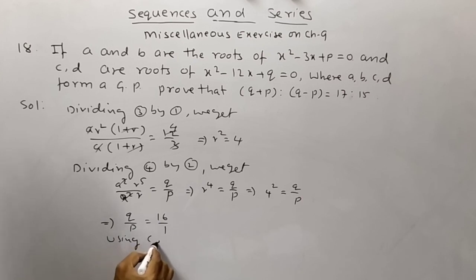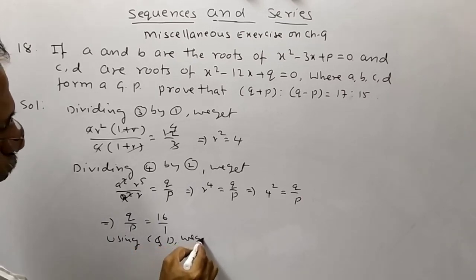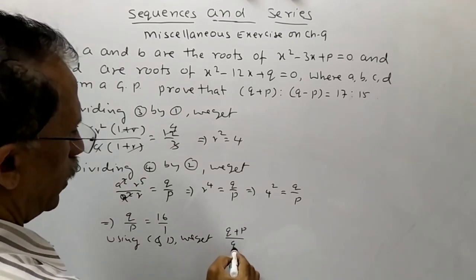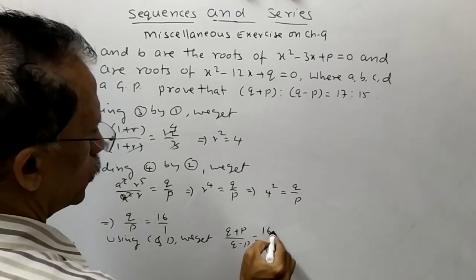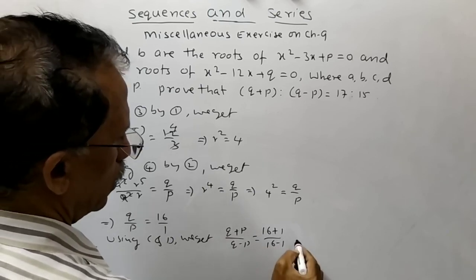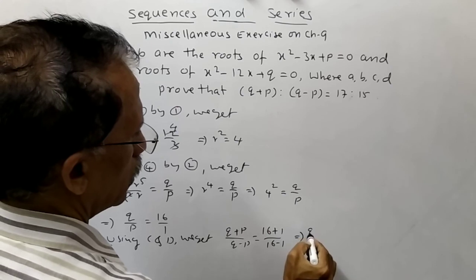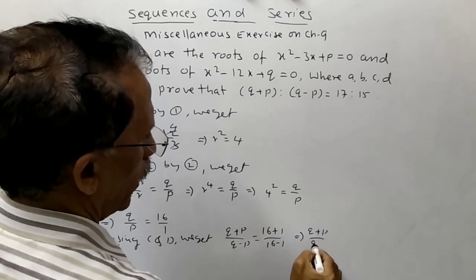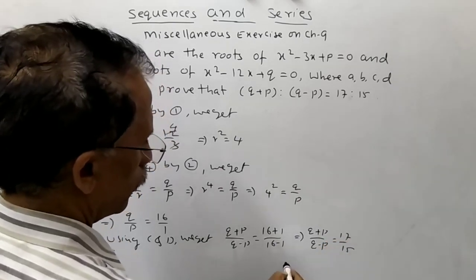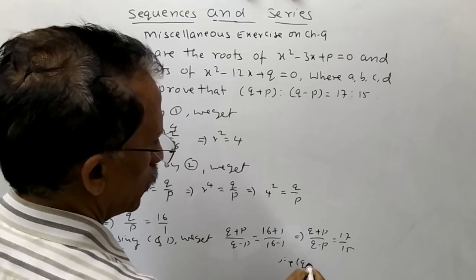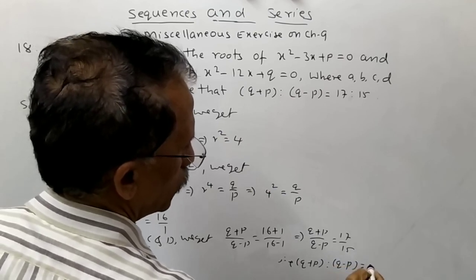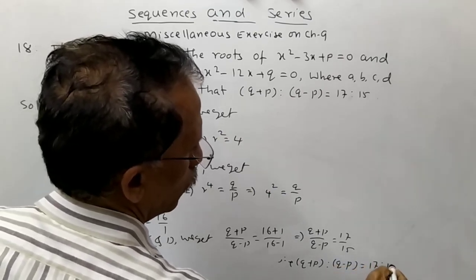Using componendo and dividendo, we get Q plus P divided by Q minus P is equal to 16 plus 1 divided by 16 minus 1. This implies Q plus P divided by Q minus P is equal to 17 divided by 15. That is, Q plus P is to Q minus P is equal to 17 is to 15.